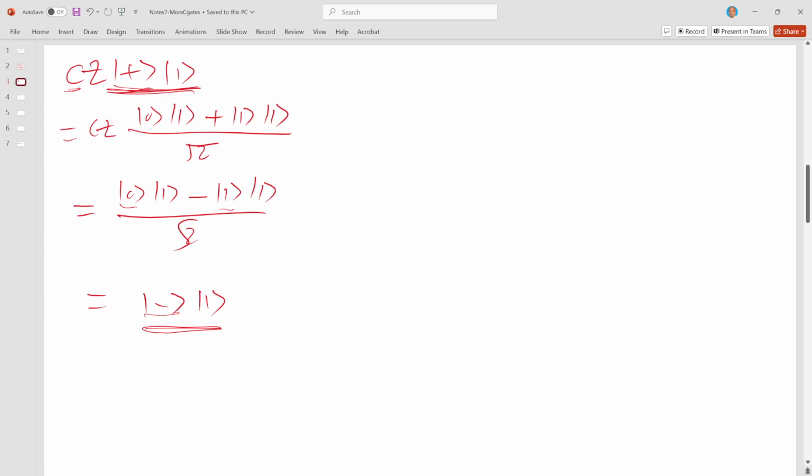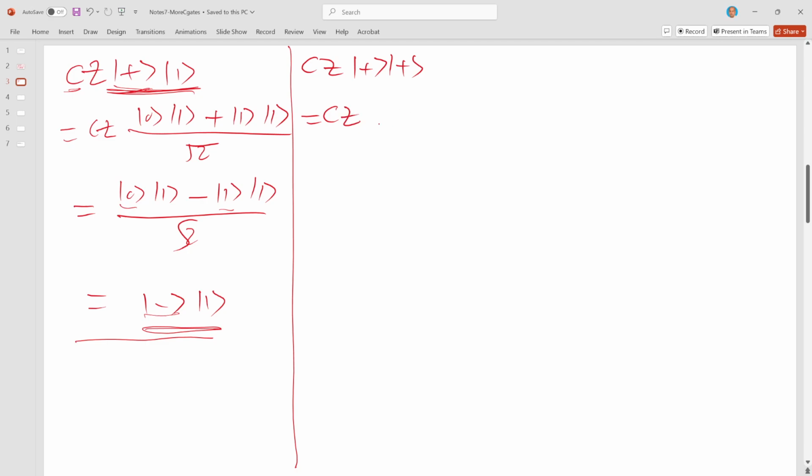Okay, so let's take another example. Let's say I apply control Z to plus plus state. So let's expand this state.